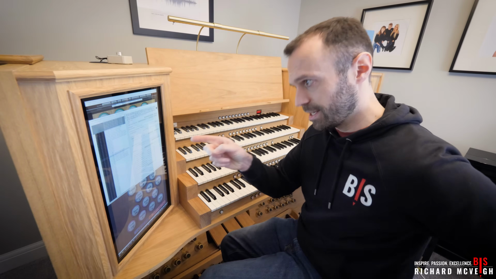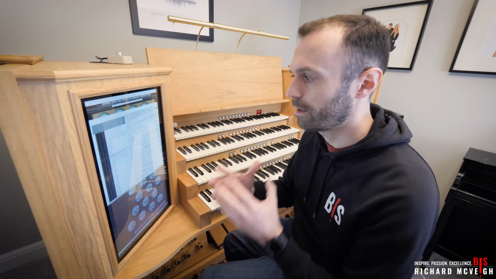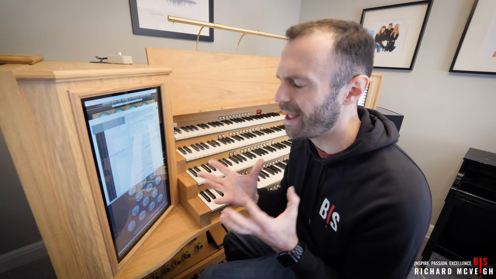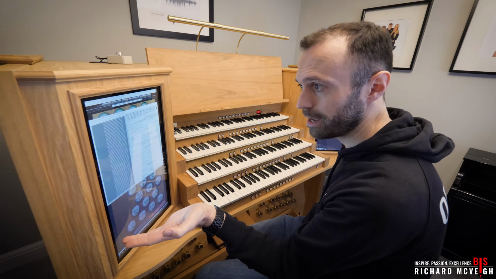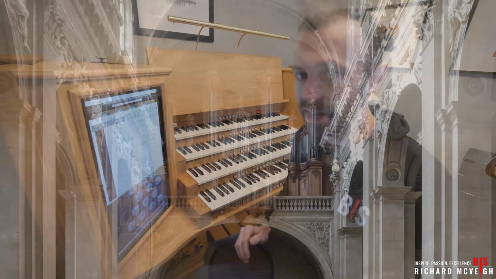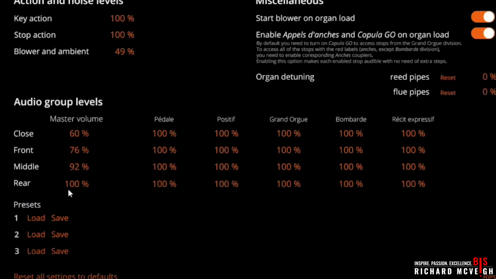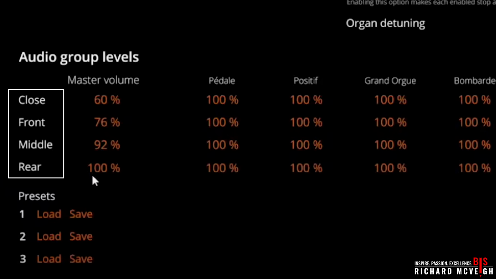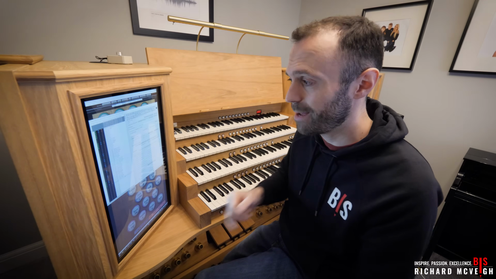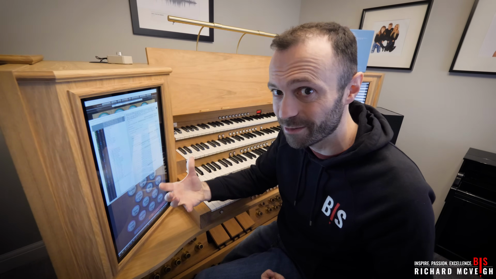The only reason this is here is Hauptwerk giving you an example, giving you a sort of a template, if you like. And what I've done with Nancy, which is what loaded now, is named it in a logical way. So Nancy is recorded in 4 perspectives. So I've named each perspective as it is named in the sample set. So bombard close, bombard front, bombard middle, bombard rear, and so on through each division.